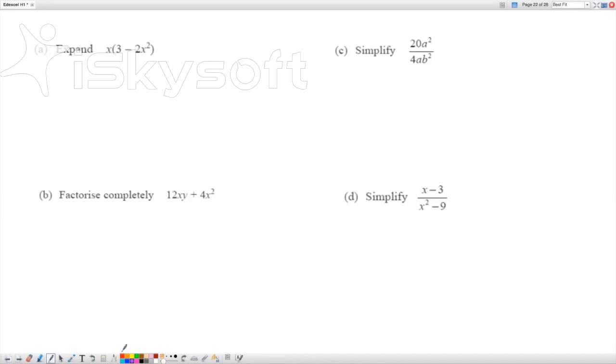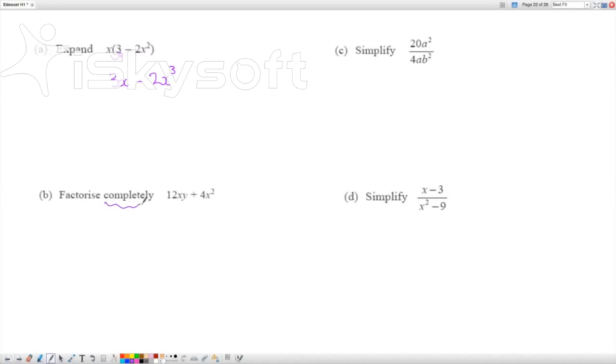The next question, we have a series of algebraic expressions we need to simplify, expand and factorise. First, we expand here by multiplying the x by both terms in the brackets. x times 3 gives us 3x. Number first, letter afterwards. Minus still stays. 2x, x times x squared gives us x cubed.